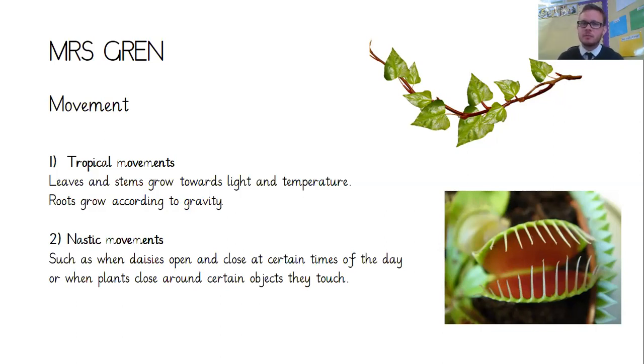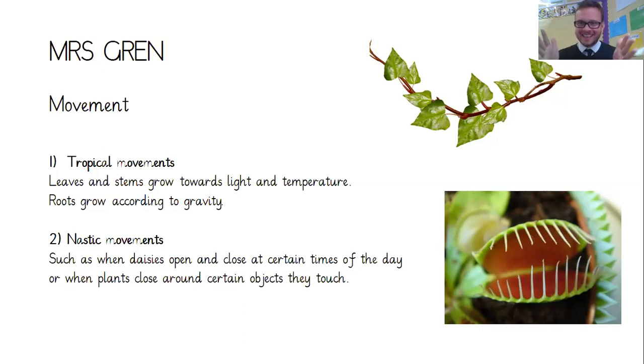But you get some, which we call nastic movements, which respond more to their surroundings. Daisies open and close at certain times of the day in order to get light. And some can close around something they touch. So the ivy on this page, for example, you would probably have seen ivy grows up and around the fence and seems to be just crawling all over the place. It's moving. It's gradually moving. We can't see that movement, but it is moving.